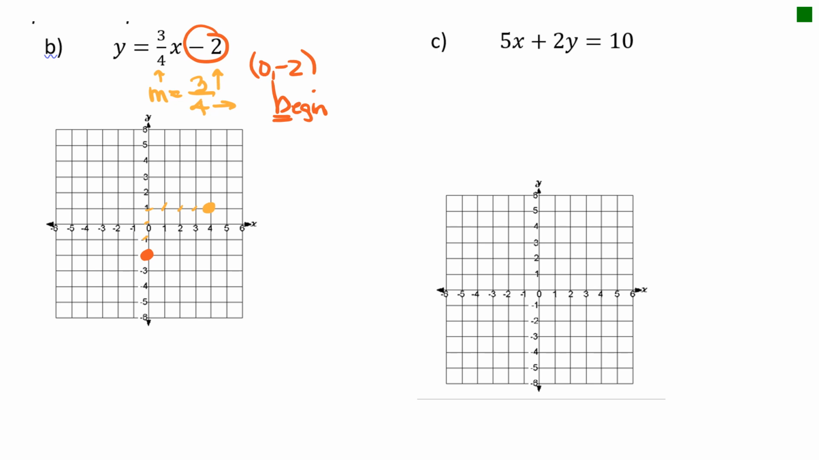There's your next dot. Now here's a fun fact. Instead of going up 3 and right 4, I can switch up to down and I can switch right to left.